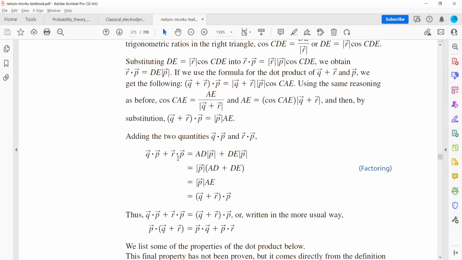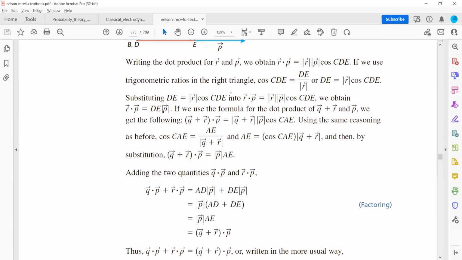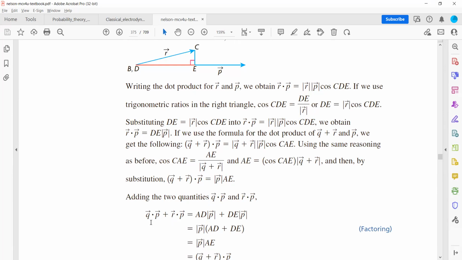So adding two quantities, Q times P dot product plus R times P dot product. We have it here, and the other one a bit higher, but we can take a look here and see what we get after substituting the values. Now we can factorize it by modulo P, bring it out of brackets. Next line is going to look as follows: AD plus DE, and you can remember from properties of addition for vectors and just lines.